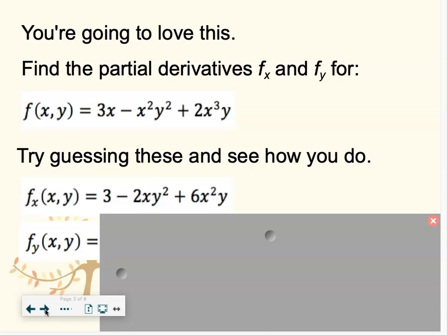Yes, Tejesh? How would you write something down if it was like the second partial x? Tomorrow we're doing second derivatives. Today we're just doing first partials. Tomorrow we're doing second partials, because you're going to have partial x partial x, partial x partial y, partial y partial x, and partial y partial y. There are 4 second partials, so we're going to do those tomorrow.